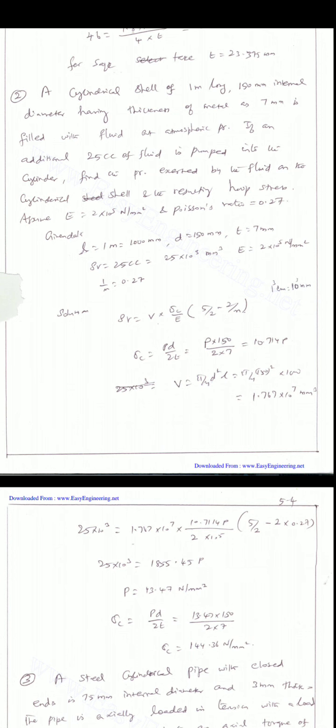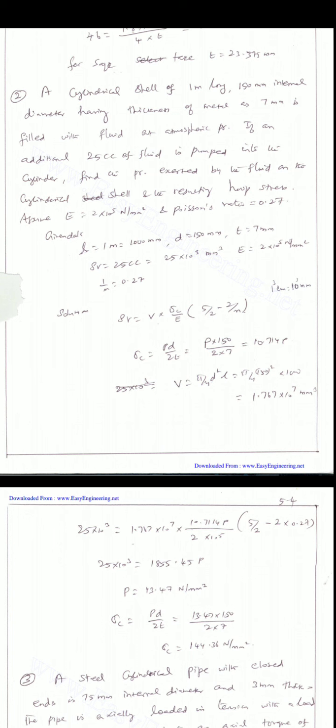In this problem, we have to find out the hoop stress value for this cylindrical shell. In this regard, first we have to find out the volume of the cylindrical shell. Then next we have to find out the pressure and hoop stress. So first, the change in volume equation is del V equal to V into sigma c divided by E into 5 by 2 minus 2 by m. We already know that sigma c equal to p into d divided by 2 into t.